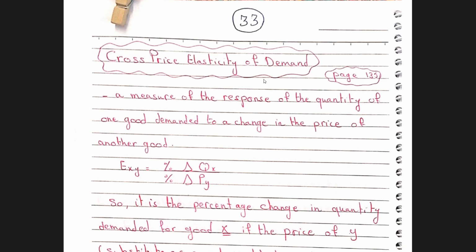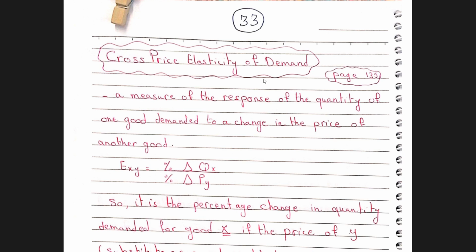Finally, we will reach the last video for this chapter: cross elasticity and income elasticity. In the last videos we took price elasticity of demand and price elasticity of supply, and we finished them. In this video we will take two elasticities, because they are very simple.